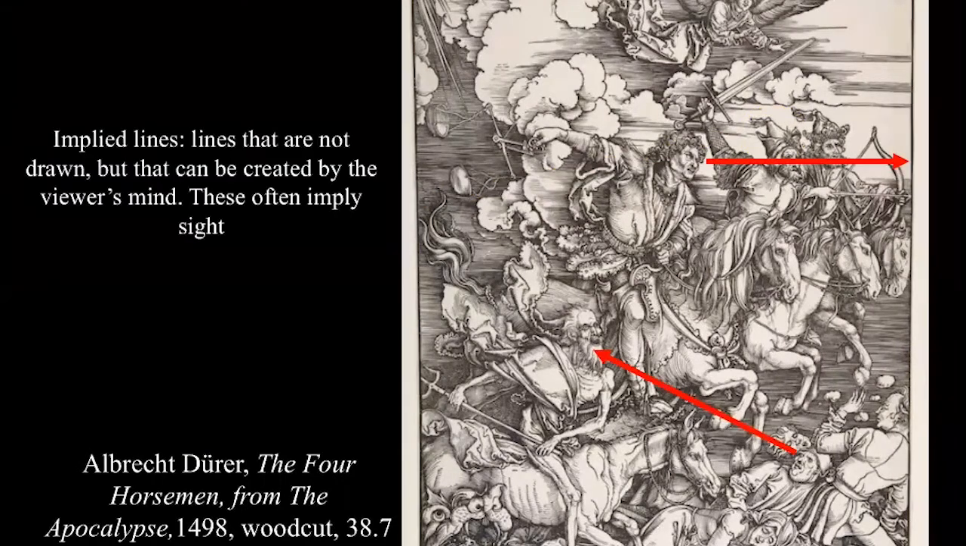The second type of line that we have, other than contour line, which is quite obvious to see, are sight lines or implied lines. So these are lines that don't actually exist, but we can follow them because they're implied. We can follow them with our eyes, and we call them, therefore, implied lines.